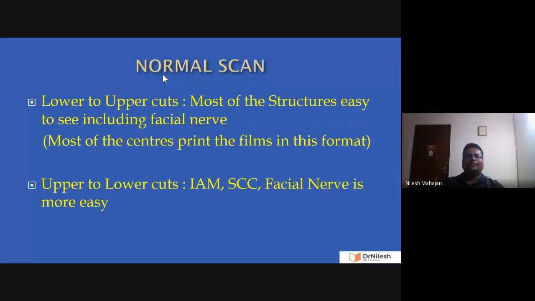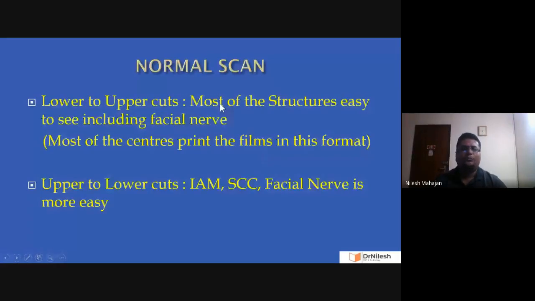So for a normal scan, there are different methods to read the scans. Generally, I prefer to read from the lower to upper cuts. Why? Because most of the structures are easy to identify if you are looking from the lower to upper cuts, including the facial nerve. And most of the centers print the films in this format. Means if you see the upper left corner of the scan, it will be the lowermost part of the scan, and then as you go down, it will be going up towards the petrous apex. So most print the films in this format, that is from lower to upper cuts, and I also prefer to read the scan like this.